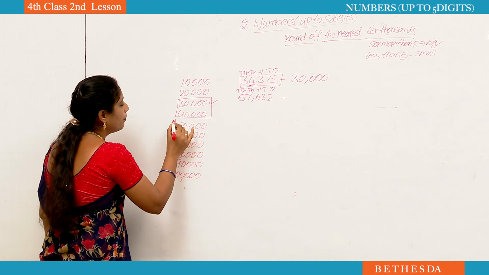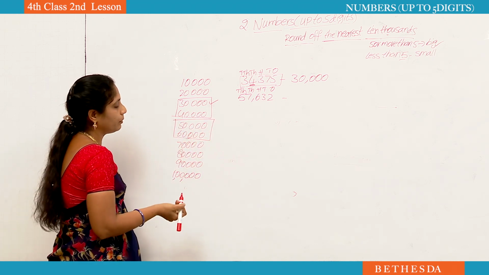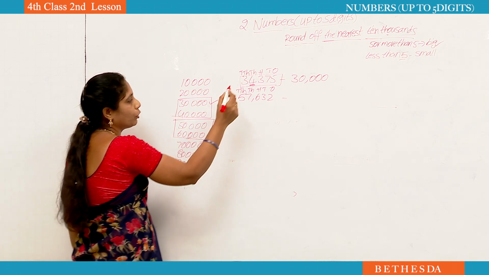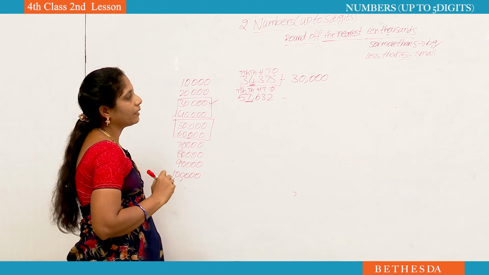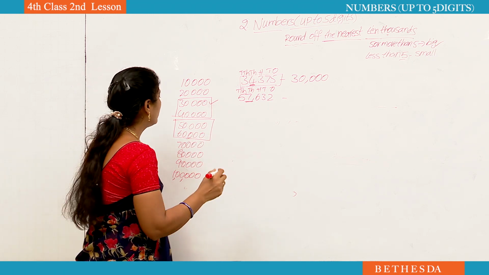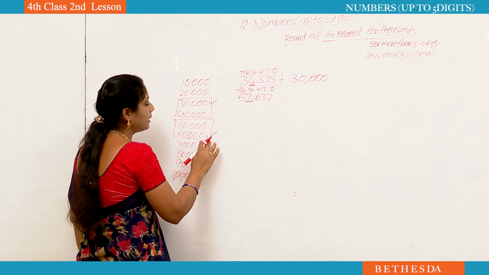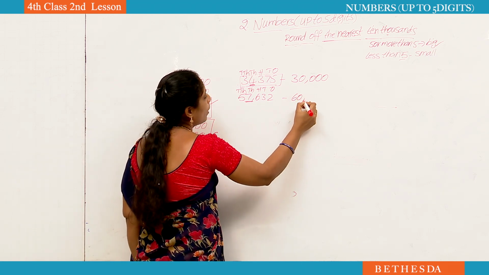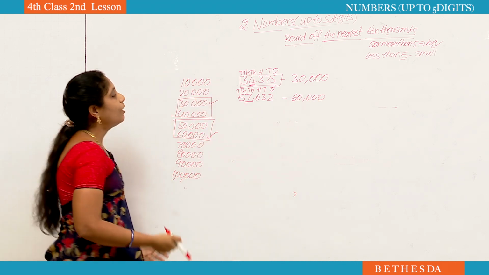It will come in the middle of 50,000 and 60,000. Which number do we have to take from these two numbers? For that we have to observe the thousands place number. The thousands place number is 7. 7 is more than 5, that's why we have to take the bigger number. What is the bigger number? 60,000. Now 60,000 is the nearest 10,000 for 57,632.